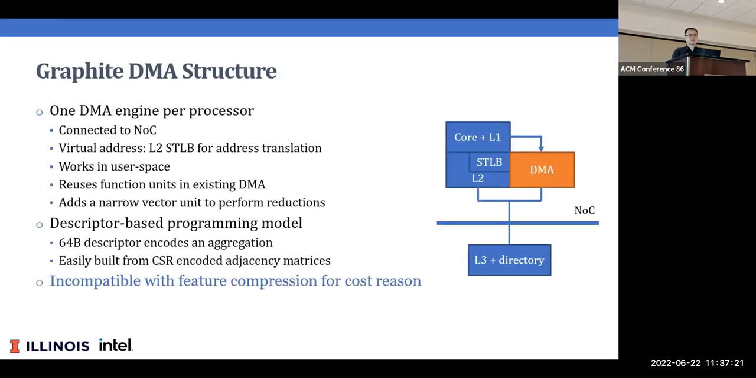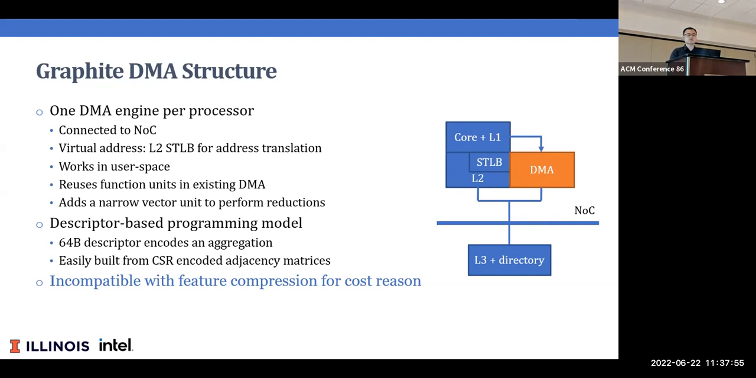In our design, each processor is equipped with a DMA engine that connects to the on-chip network. We place the DMA engine near the L2 cache for two reasons. First, the DMA engine can work with virtual addresses by using the L2 TLB for address translation. Second, the DMA engine can write the aggregation results to L2 so that the core can fetch them for the update easily. We allow the DMA operations to work in user space for faster accesses.